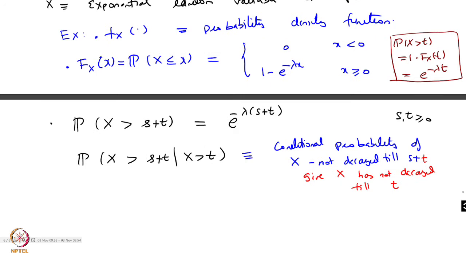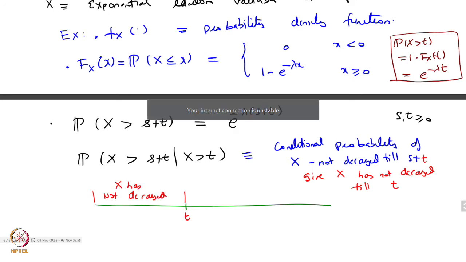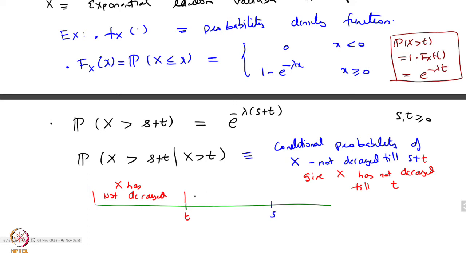Okay? So that means if you look at the simple number line, you look at this line like this. So I have the time point t here, and I know I have not decayed until now. So x is not decayed. And then post this, I want to know what's the chance that I have not decayed. Given this event in red, what's the chance that I don't decay any further.